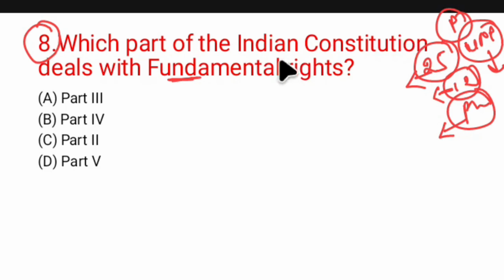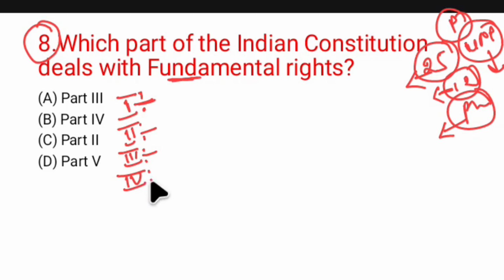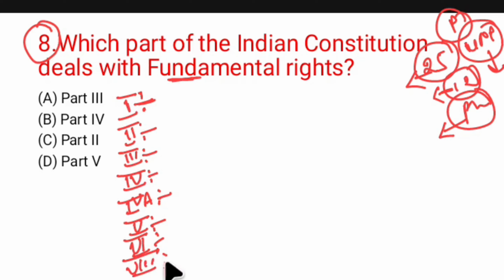And if you see the parts of Indian Constitution, part 1 deals with names of states and their territories, and part 2 talks about citizenship, part 3 talks about fundamental rights, Part 4 deals with the directive principles of state policy. Part 4A deals with fundamental duties. Part 5 deals with union. Part 6 deals with states. Part 7 was repealed. Part 8 talks about union territories.